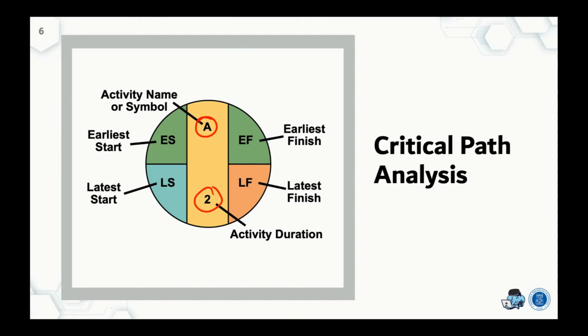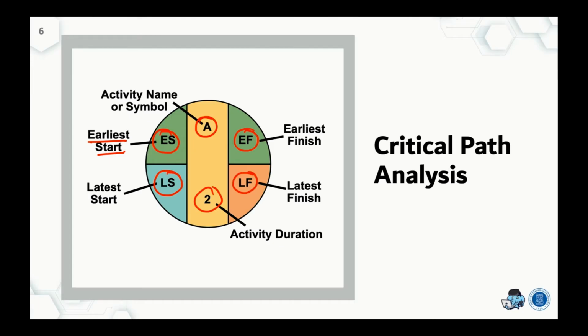The left-hand side is the start region, and the right-hand side is the finish region. The upper side is the earliest and the lower side is the latest. So we can define this as the earliest start, this as the latest start, and then the upper right is the earliest finish, and the lower right is the latest finish.